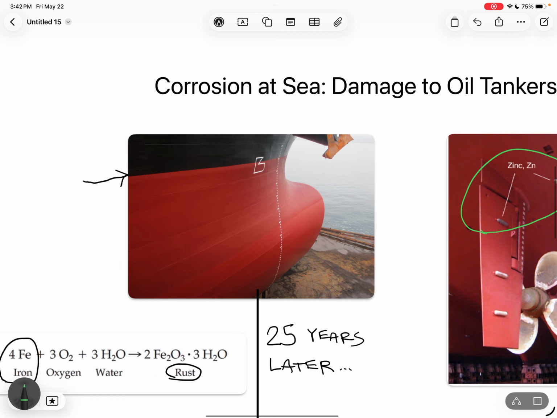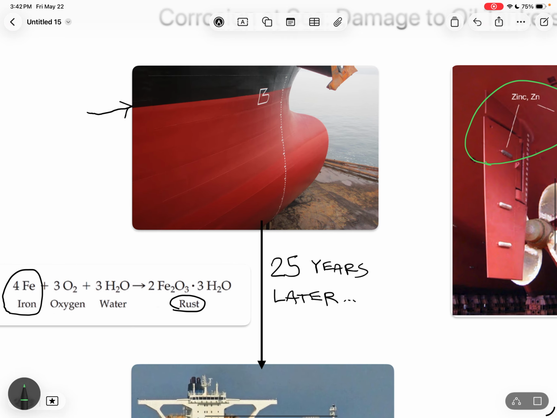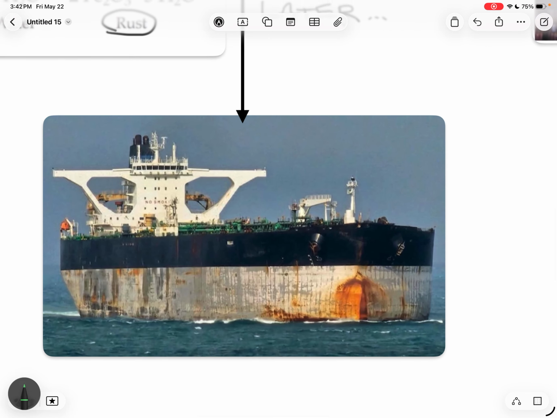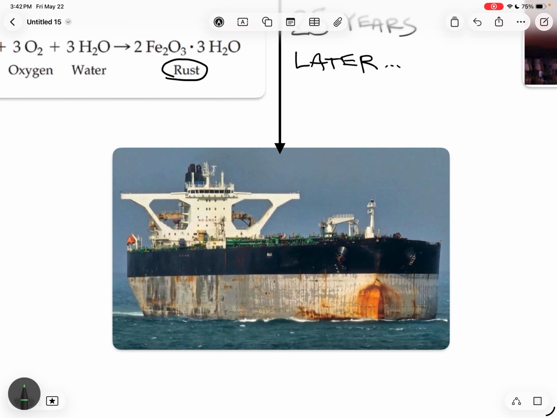So, over the course of 20-25 years, you get ships looking like this, where we have severe corrosion going on the lower hull, and you have the gray bare steel has been exposed because all the anti-fouling paint has come off and no one bothered to repaint it.